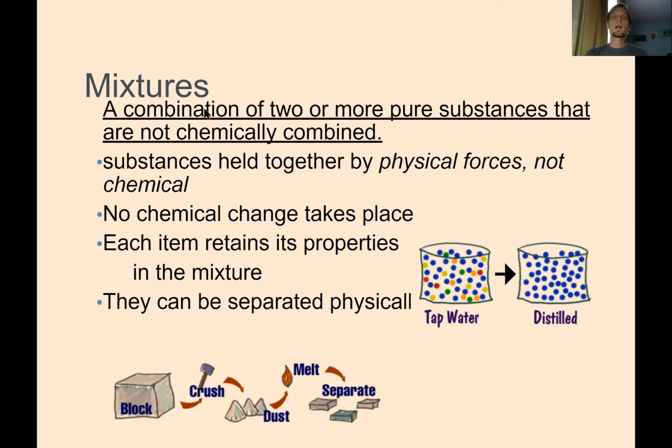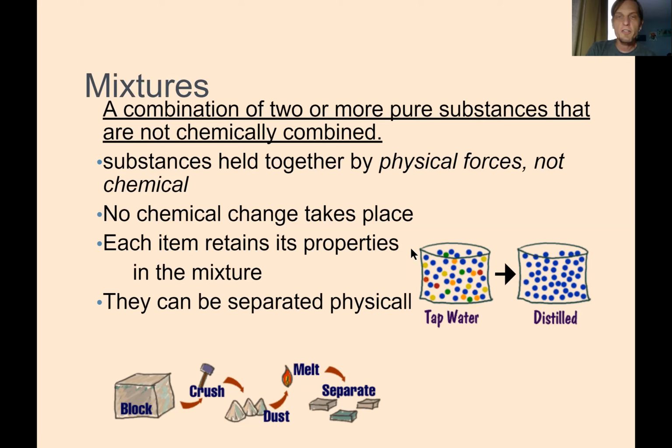A mixture is a combination of 2 or more pure substances that are not chemically combined. The substances are held together by physical forces, not chemical, okay? So the glass container is keeping them together. They're not chemically bound, they're not a true bond, they're just together, not bound together in a chemical reaction.